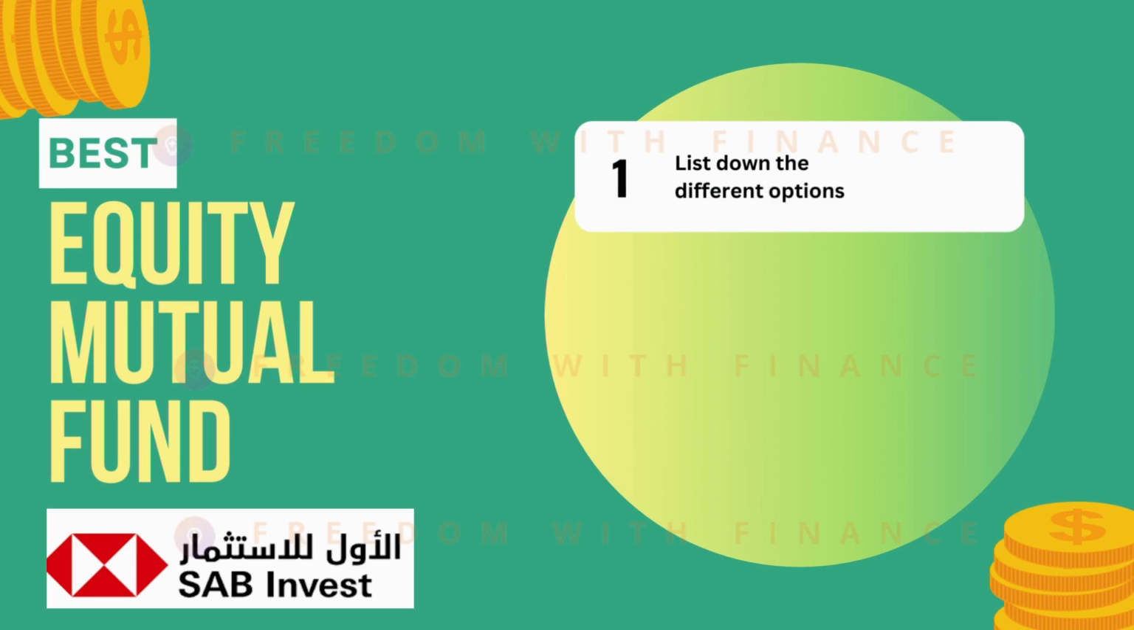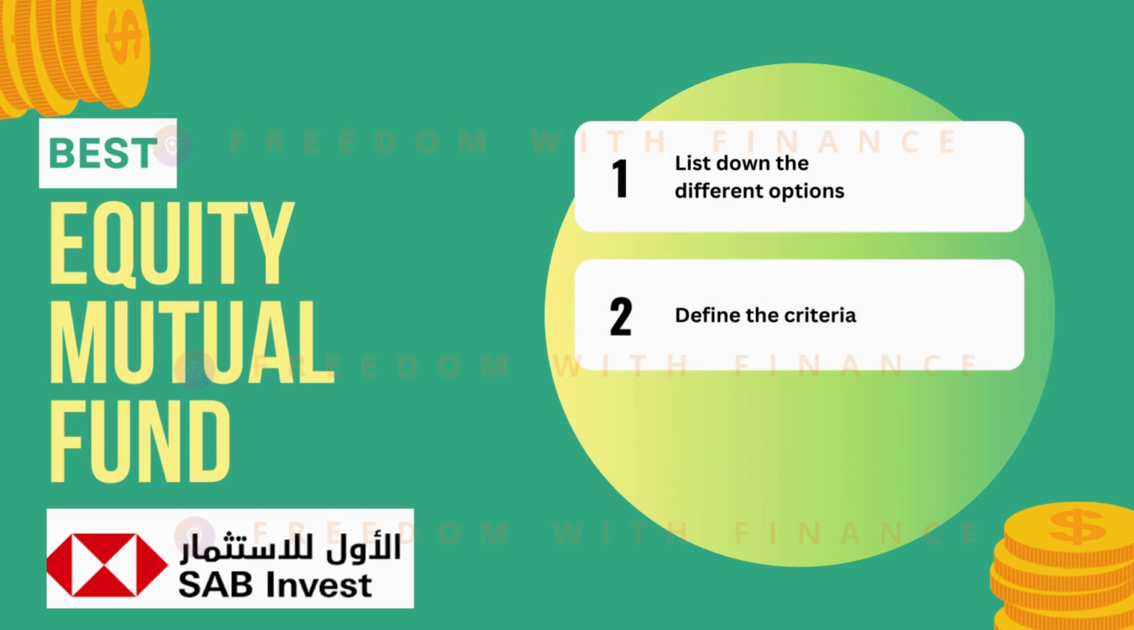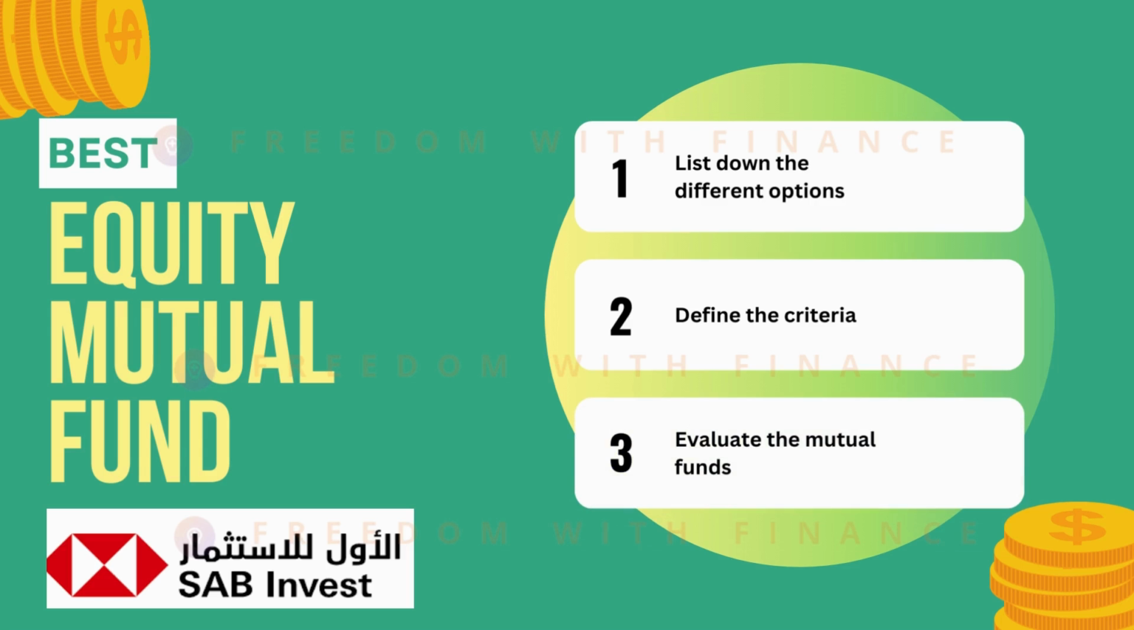The three main topics which I'll be covering today. Number one, list down the different SAB equity-based, growth-based mutual funds. Number two, define how you evaluate these mutual funds. I started this in part one, but I wanted to provide you with a proper framework of technical and fundamental indicators that one should look into when selecting a mutual fund. And number three, once we have defined these criteria, we will evaluate them and rank the top few mutual funds from SAB Invest.